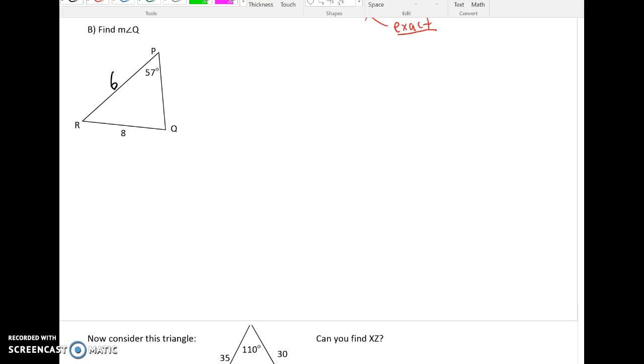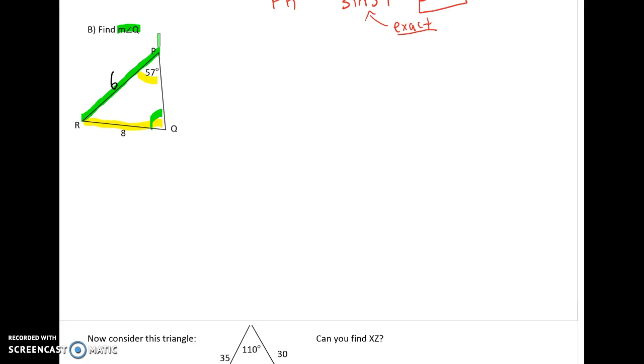So what you want to see is, do you have a pair of opposite sides and angles? I've got a 57, and opposite 57 is 8. Awesome. That's what I mean by one pair of opposite sides. We want to see, do we have another pair? Well, remember, I'm looking for angle Q. So angle Q is an angle I'm focusing on, and opposite angle Q is that 6. So awesome, I do have two pairs of opposite sides and angles. So now I can be confident I can set up law of sines. I can say sine of 57 over 8 is equal to sine Q over 6.